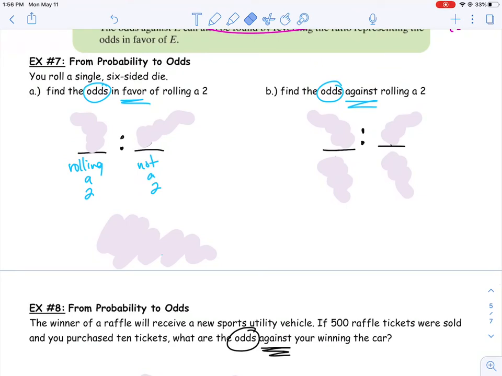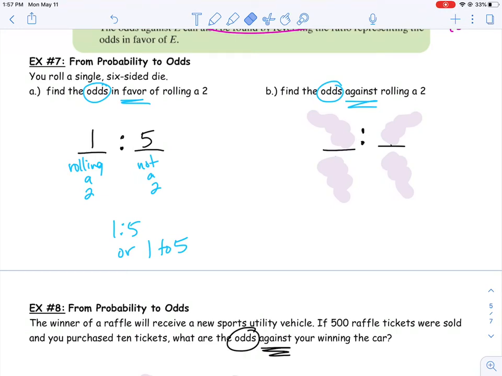Well, when I go to roll a die and I roll it once, how many 2s are there? Well, there's 1 two. How many sections on the die are not 2s? Well, it's the other parts, that's 5 of them. So I could say the odds in favor of me rolling a 2 would be 1 to 5. Not 1 out of 6. That would be really probability, like we've done in the last sections. But the odds in favor of me rolling a 2 would be 1 to 5. Rolling a 2 versus not rolling a 2. Okay?